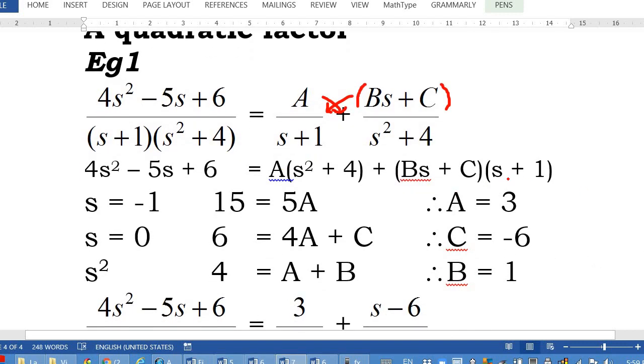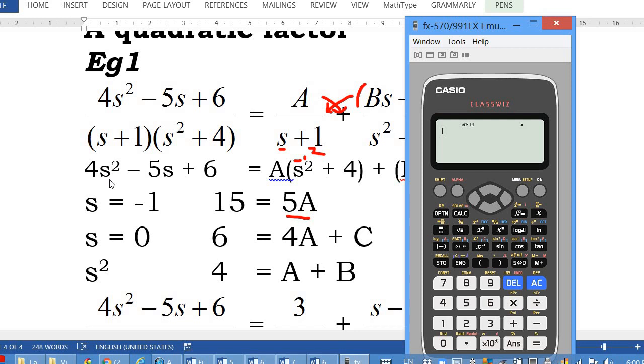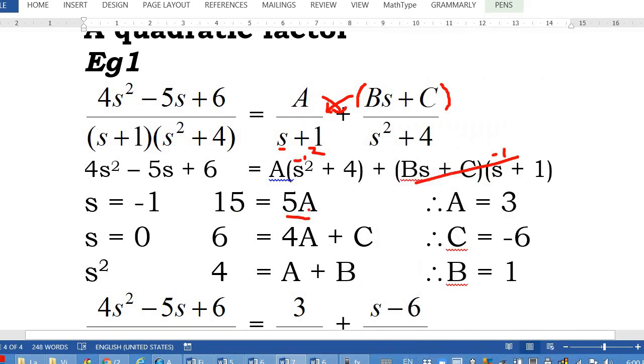To determine the coefficients A, B, C, for the linear term s plus 1, we let s equal to negative 1. So negative 1 plus 1, this term is gone. Then negative 1 squared, you have 1, so 1 plus 4. Right side you get 5A. On the left side, negative 1 squared is 1 times 4, so 4, plus 6 is 10, plus 5, so 15. Or you calculate 4 times negative 1 squared, minus 5 times negative 1, plus 6, and you get 15. So 15 equals 5A, hence A is equal to 3, because you have only one linear term.